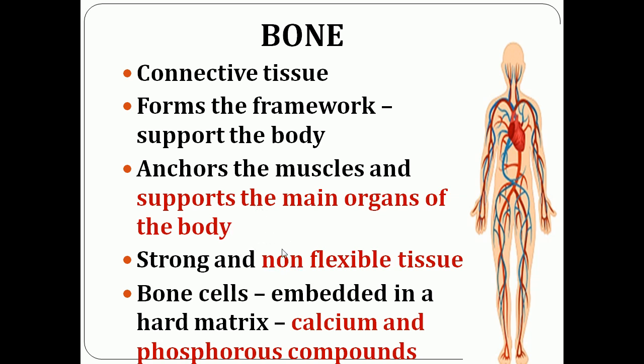Bone cells are non-flexible. Why? They are embedded in a hard matrix which is made of calcium and phosphorus compounds. So bone cells are embedded in a hard matrix made of calcium and phosphorus compounds. So this is about bones.